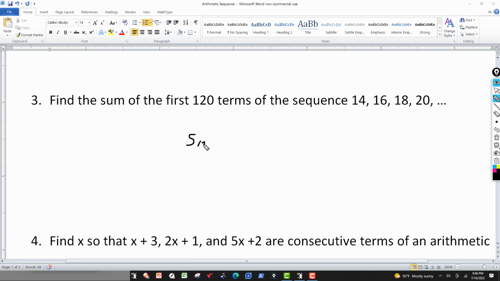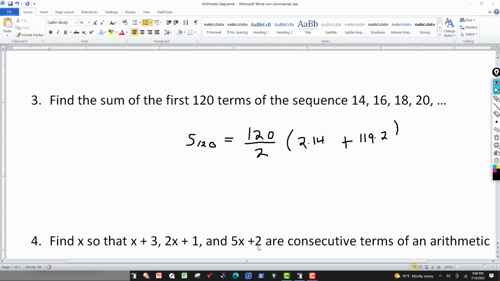S sub 120 will equal 120, that's n over 2, so it's 120 over 2. And then parentheses, it's 2 times the first term, using the first formula I pointed out there. And the first term is 14. Plus n minus 1. Here n is 120, so this will be 119. Times d, for the common difference. We'll see that here the d is 2, because you're adding 2 every time to get the next one, so this is times 2.